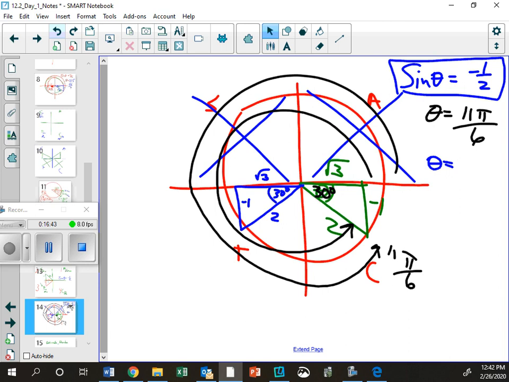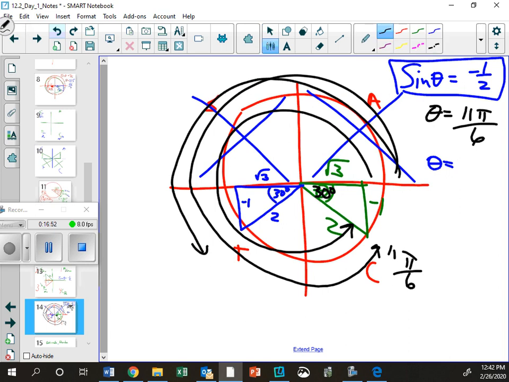She was gone yesterday, so I don't feel like it's fair to pick on her. I'll pick on you. 7 pi over 6 is correct, because it's 6 pi over 6 to get to here. A little bit further, 7 pi over 6. All right, awesome. That's a typical question.